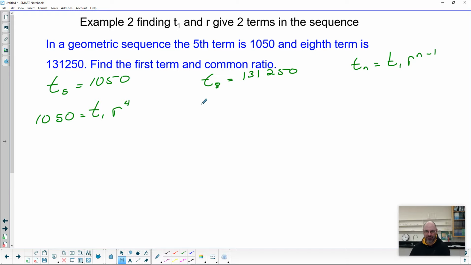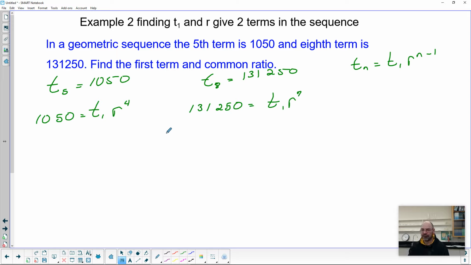Let's do the same with T8. So T8 is this number, 131,250. And that's going to equal T1, which we don't know, R, which we don't know, and n minus 1, so 8 minus 1, which is 7. Okay, so now we have 2 equations with 2 unknowns.